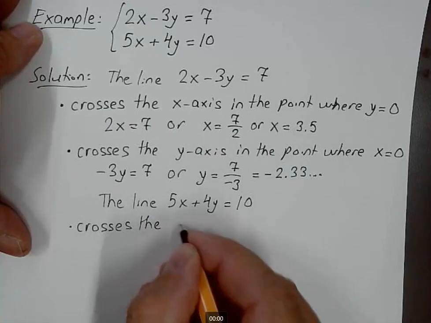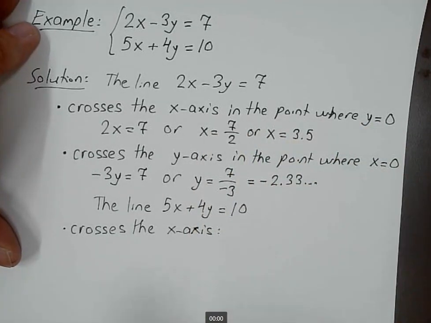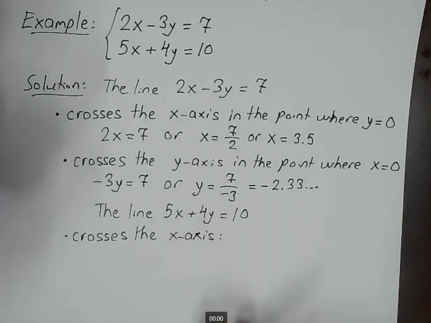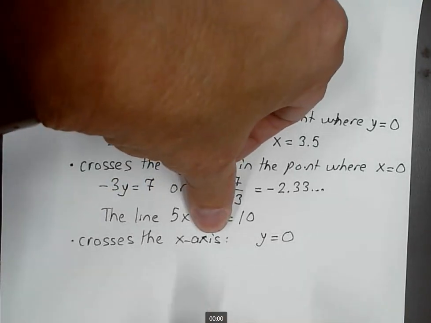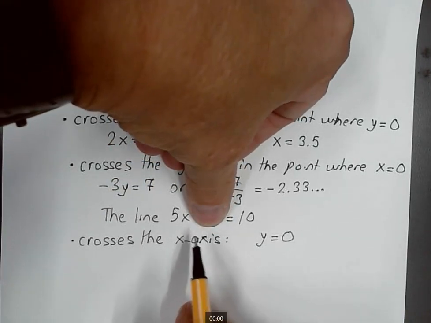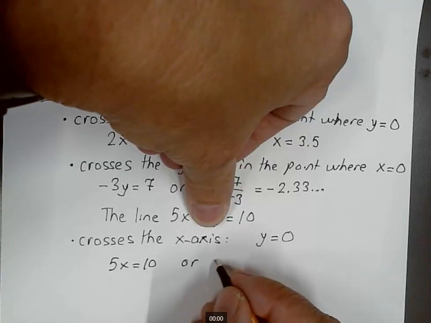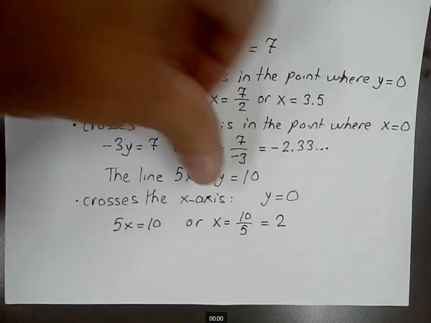It crosses the x-axis. I will leave the last part of the sentence away. We do the same. We are solving the point where it is crossing the x-axis. There y must be 0. So we take the y away, and we get the equation 5x equals 10, or x equals 10 divided by 5. That means 2, a simple number.